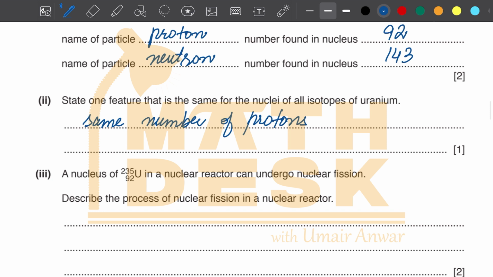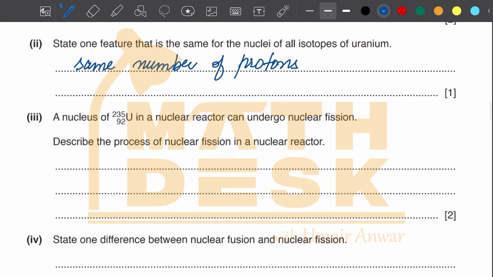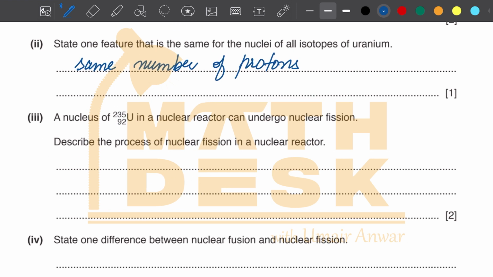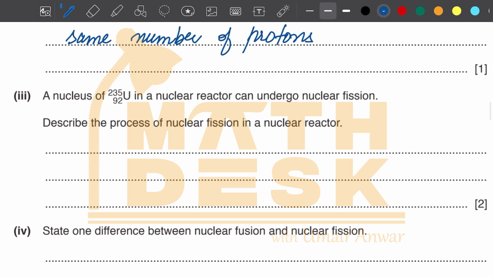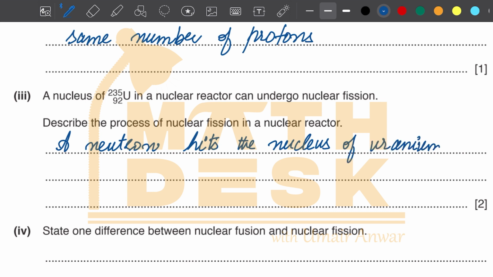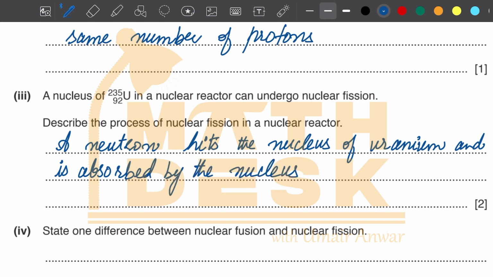A nucleus of uranium-235-92 in a nuclear reactor can undergo nuclear fission. Describe the process of nuclear fission in a nuclear reactor. So there are two main steps. Number one, a neutron hits the nucleus of uranium and is absorbed by the nucleus, which makes the nucleus unstable.